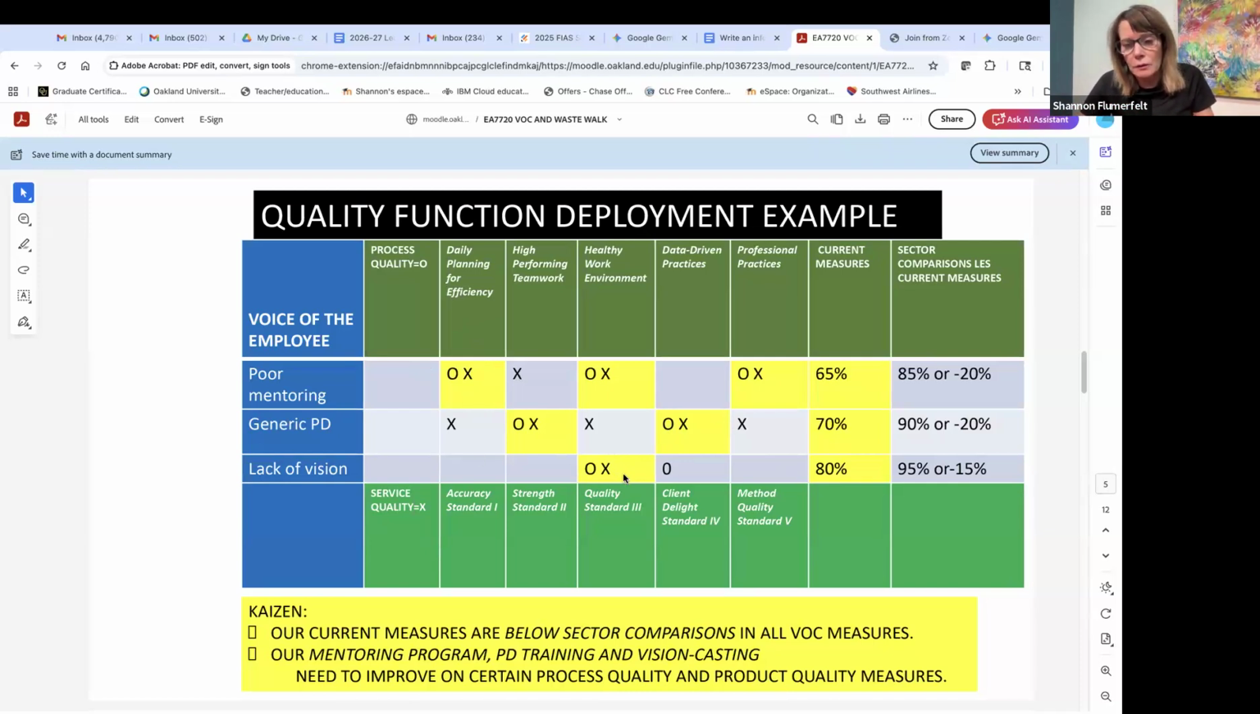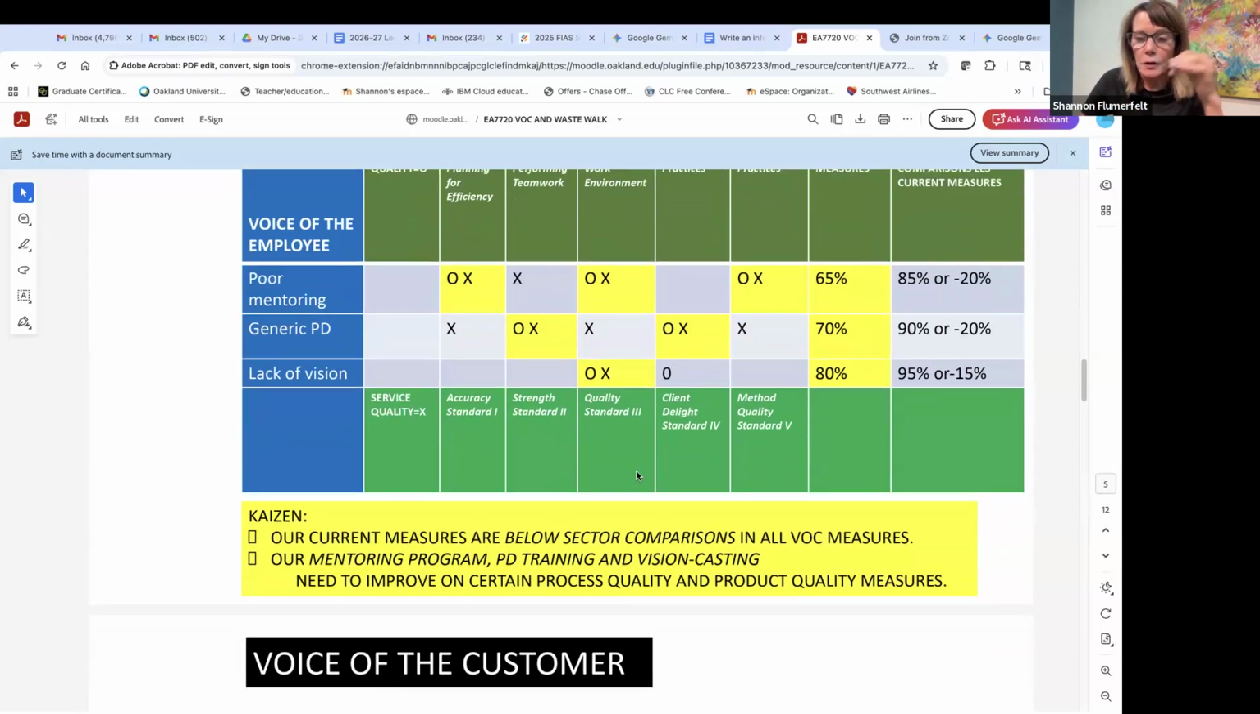Then you can look up and down these columns and say, well, the mentoring is hitting the work environment and quality here, and so is lack of vision. That gives you some clues in terms of a little more specific analysis of the problem. And you can do the same thing with all of these. So what we're doing here is trying to understand where we're going to focus.